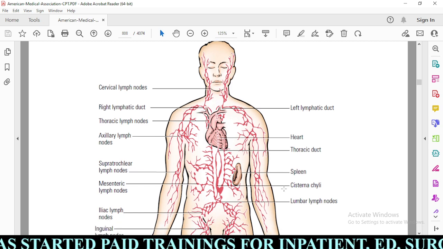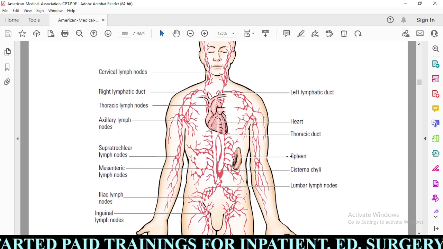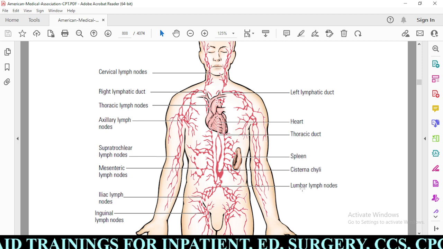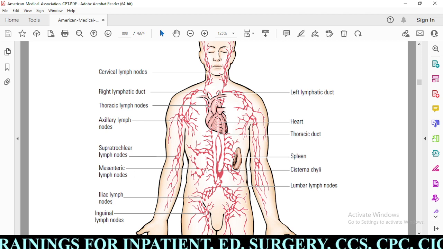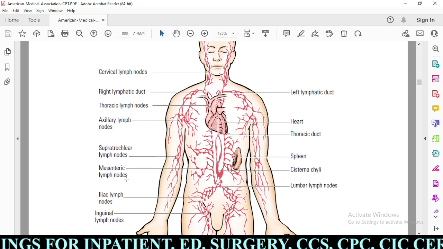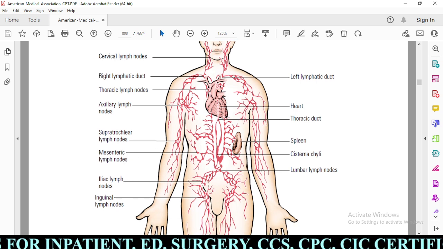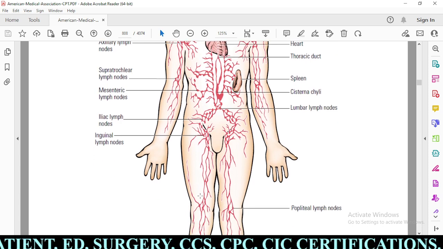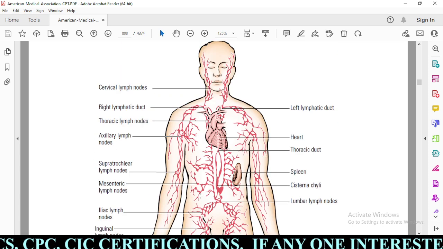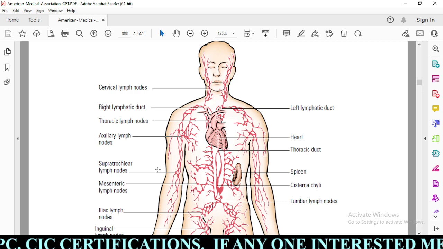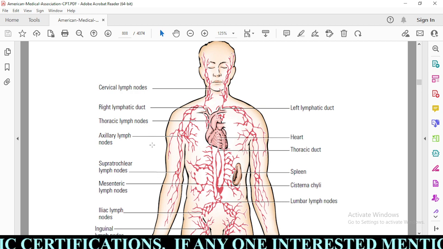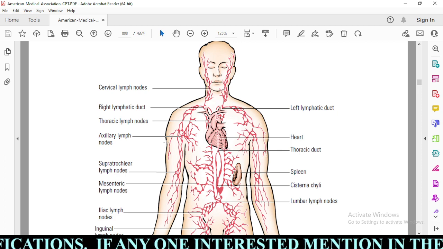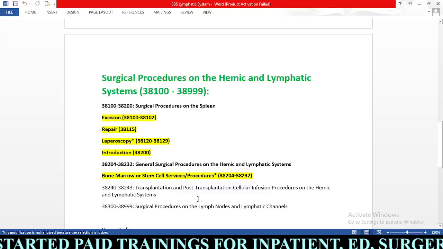And we have the spleen here. The spleen comes under the lymphatic system. Here we have lumbar lymph nodes. Here the mesentery, so mesenteric lymph nodes here, iliac lymph nodes here and inguinal lymph nodes here. Most of the time, if the patient has breast cancer, the physician will remove axillary lymph nodes also, along with mastectomy or lumpectomy.